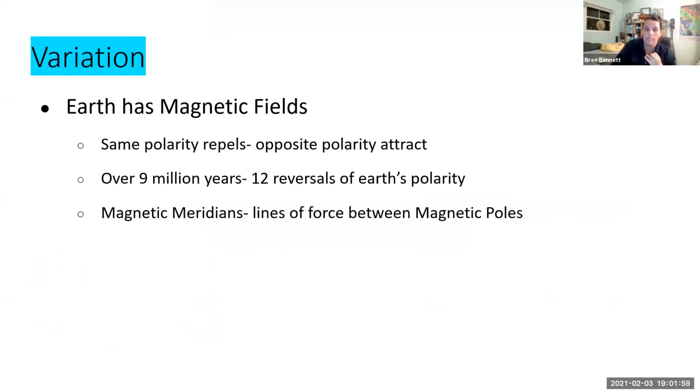Fun facts: the Earth has magnetic fields. The same polarity repels each other, opposite polarity attracts. Over 9 million years, there have been 12 reversals of Earth's polarity. Our magnetic meridians are those lines of equal magnetism, or lines of force, between those magnetic poles. And I'm going to show you a picture here.